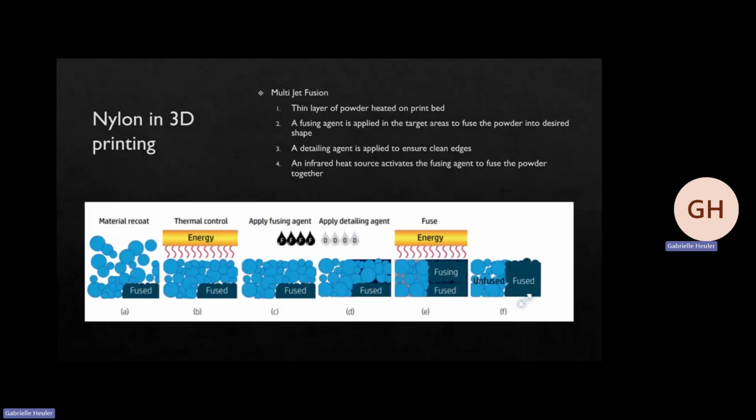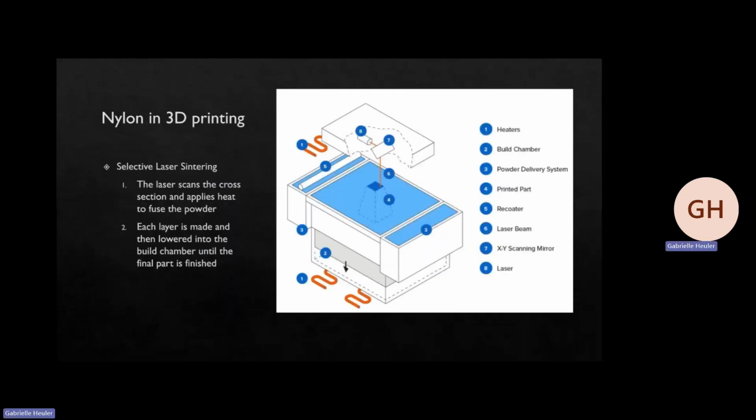A detailing agent is also applied to the outside, as you can see, to ensure the edges are clean. And then lastly, an infrared heat source will activate the fusing agent to fuse the powder together. Lastly, we have selective laser sintering. This process also uses nylon in the powdered form.